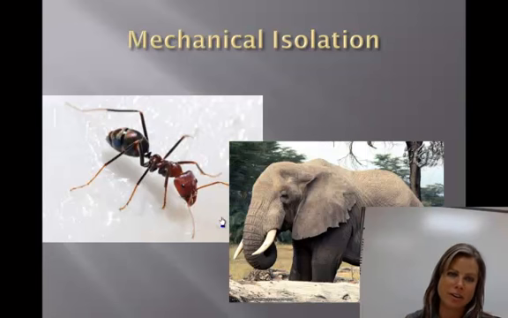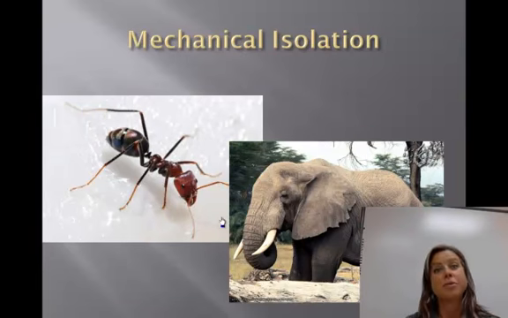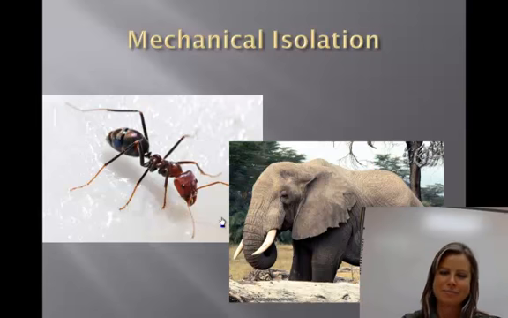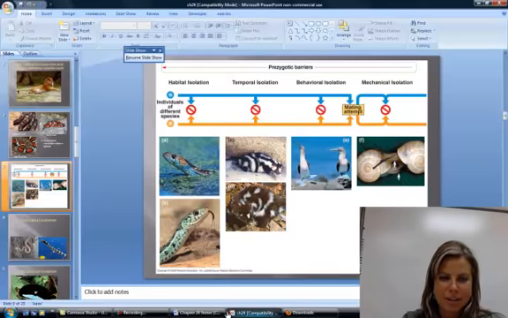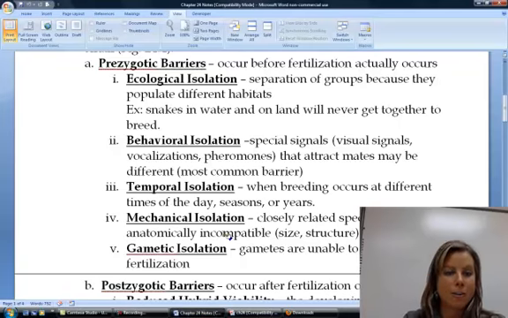Okay, another hilarious one is mechanical isolation. So if we go back to that example of the ant and the elephant, sometimes even if all the signals are correct, if the parts don't fit together physically, then they're not going to be able to fertilize one another. So that's a case of mechanical isolation. Even if this ant is in love with this elephant, they're probably not going to be able to actually perform the act, right? So that's mechanical isolation.